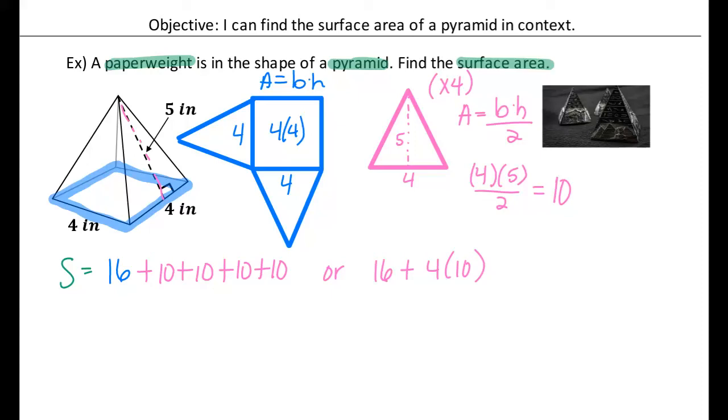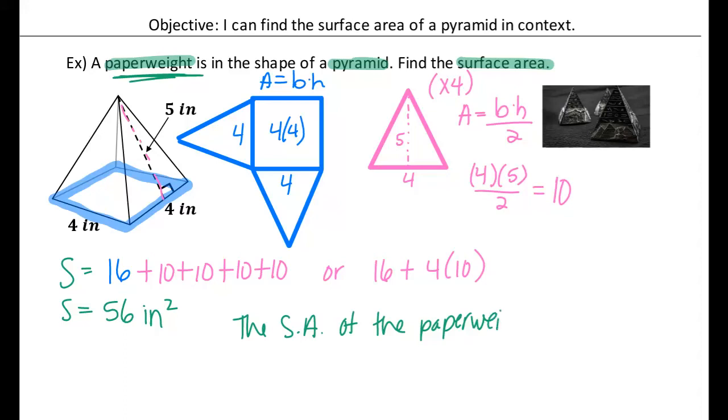And what do you guys get? 56? And then the units are inches squared. And for your sentence, you need to just tell me the paperweight. So the surface area of the paperweight is 56 square inches.